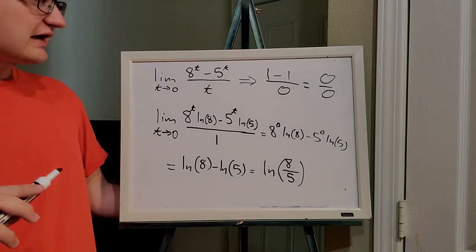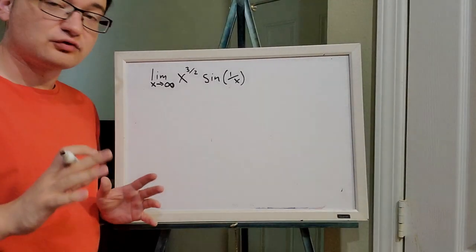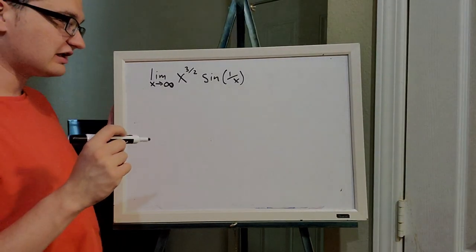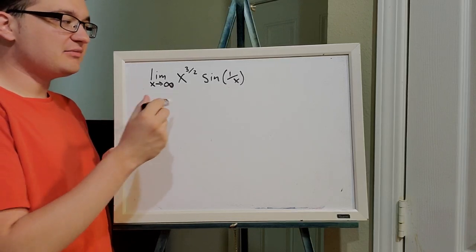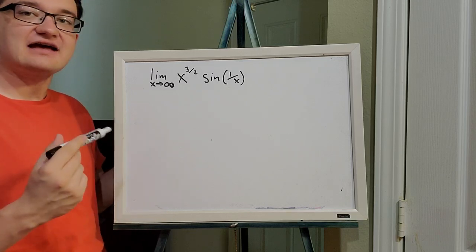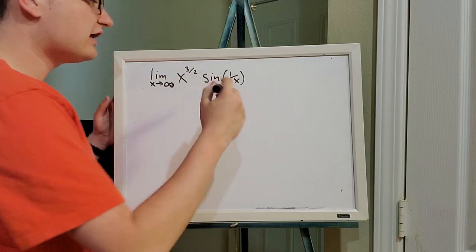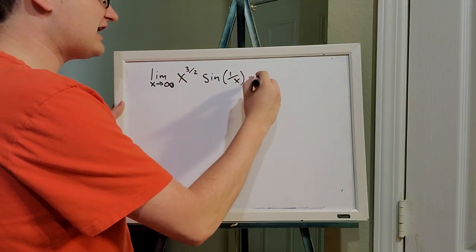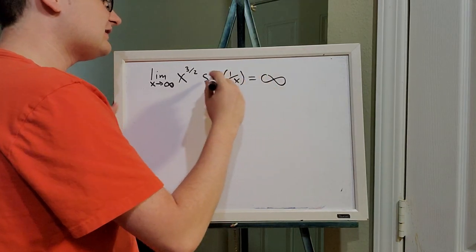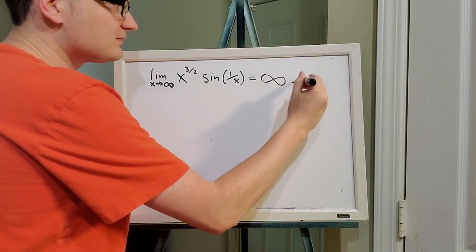Okay, so we've done enough fraction ones, let's do a product. For one of the problems, I accidentally typed it up wrong, so I've been a little bit rushed. I would like to apologize. We're taking the limit of x to the 3/2 times sine of 1 over x as x goes to infinity. Not 0, infinity. Well, the x to the 3/2 is obviously going to infinity as x goes to infinity. And the sine of 1 over x is going to sine of 0, which is 0.